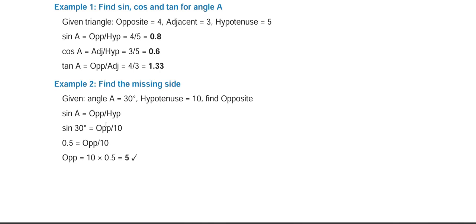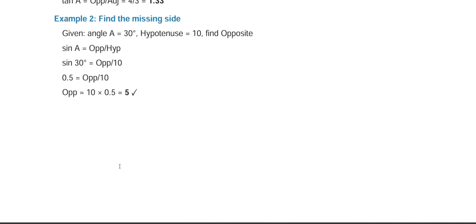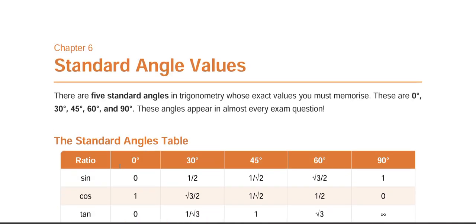We'll find the value of sine 30. 0.5 is equal to opposite over 10. Opposite is equal to 10 multiplied by 0.5 is equal to 5. So simple. Now we'll move towards chapter 6, standard angle value.